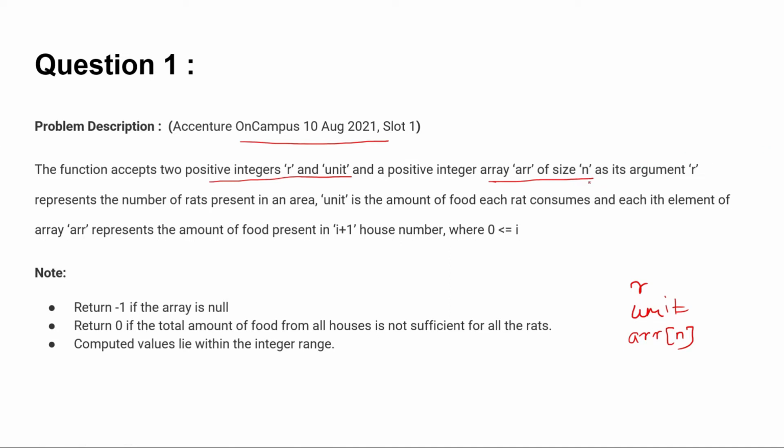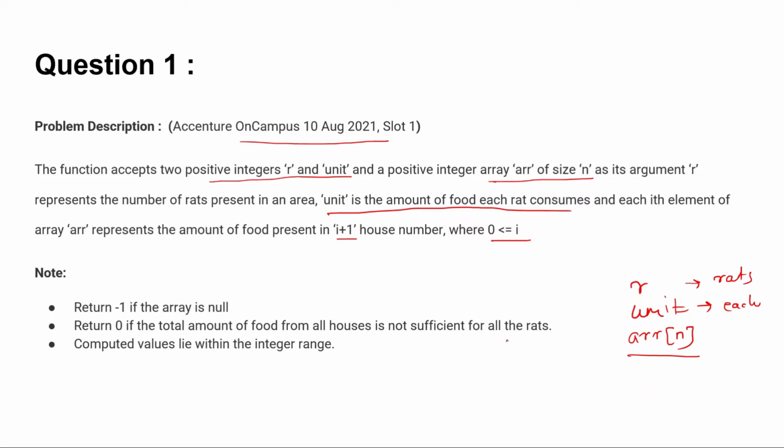So we'll go forward. The arguments represent the number of rats present in the area. So r means rats, and then unit is the amount of food each rat consumes, so each rat requires this amount of food. Each ith element of the array represents the amount of food present in the i plus 1 house, where 0 is less than or equal to i. So this is an array of houses, and each house contains some amount of food. If there are n houses, then each house will have some amount of food.